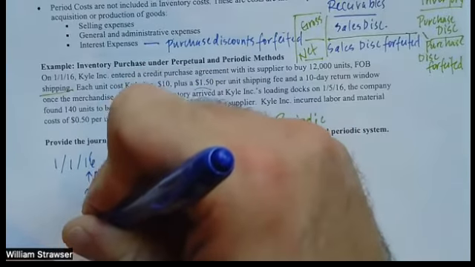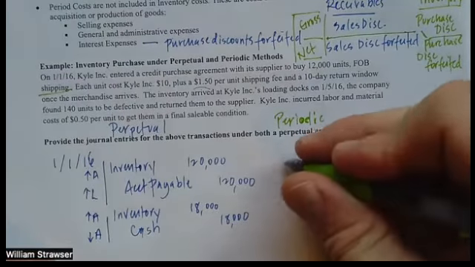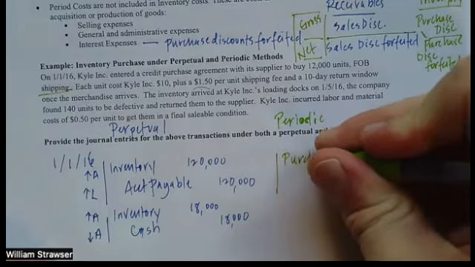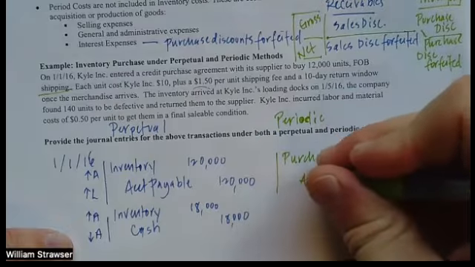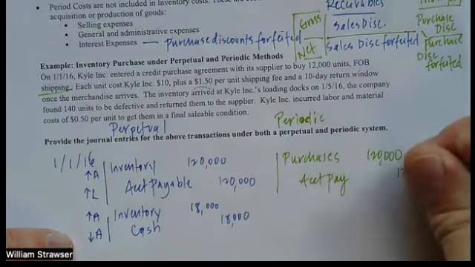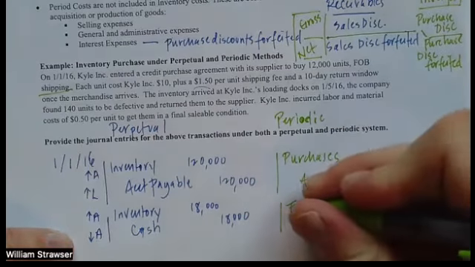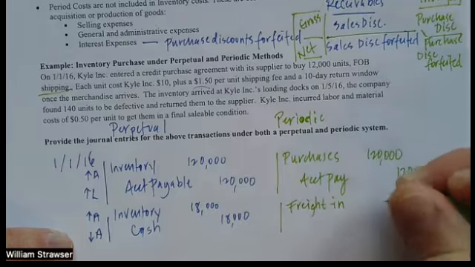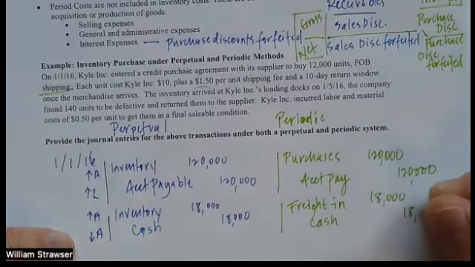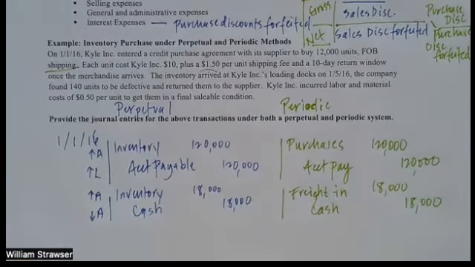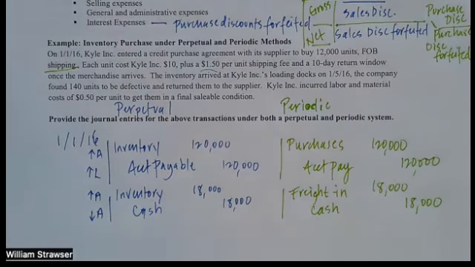So we're trucking along. And let's look at what periodic would do. On the same date for the purchase, replace inventory with purchases. $120,000. Still are recording an account payable as a means of payment for $120,000. In this case, it's no longer inventory, but freight. $18,000. So no amounts change. Just how I deal with processing the inventory through my system. Do I just call it inventory? Do I call it purchases and freight?